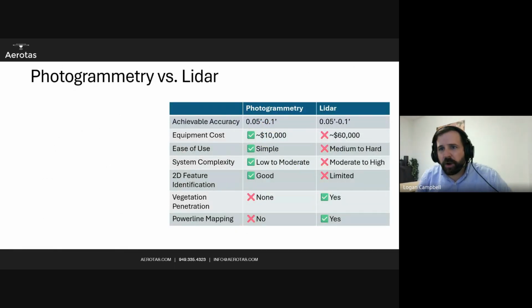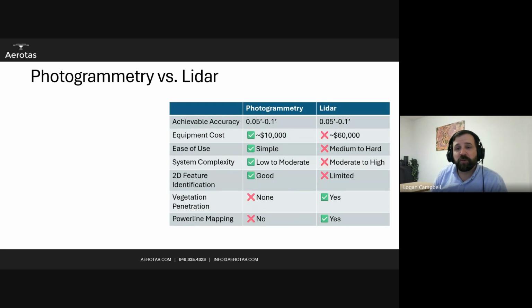Another big question about LiDAR is talking about the difference between photogrammetry and LiDAR. So what I always start with here, and we'll get into the details of photogrammetry and LiDAR in just a little bit, starting with achievable accuracy.